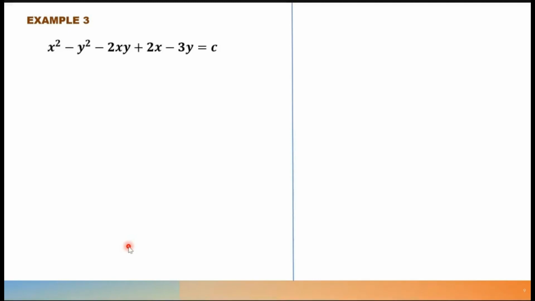Try this: x square minus y square minus 2xy plus 2x minus 3y equal to c. Ma'am, the methodology is same, just by different names. Different names, meaning? See, there are so many instances where you have to calculate a perpendicular curve. One second, previous slide.